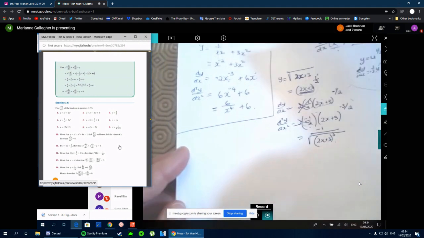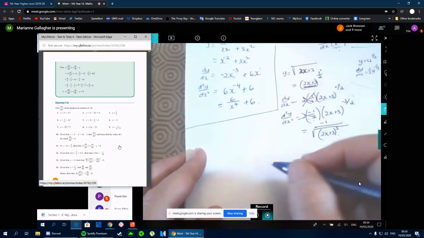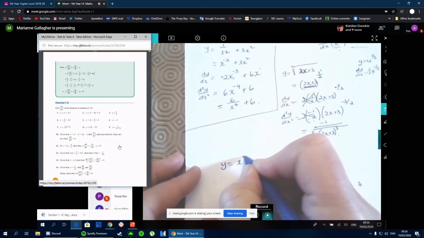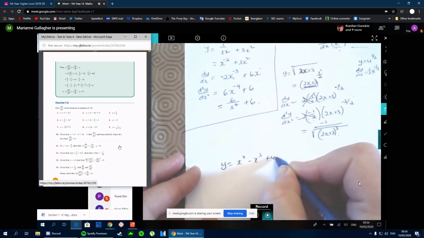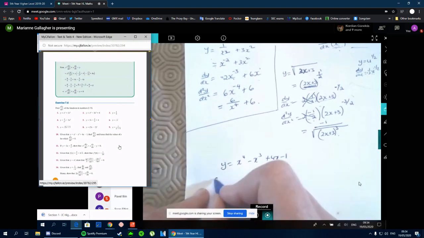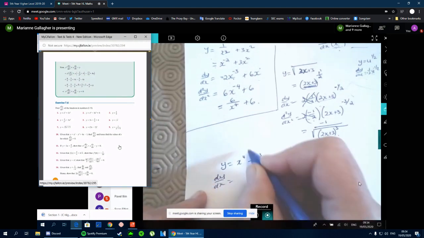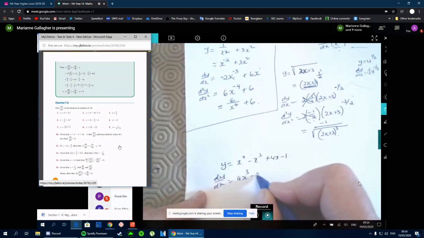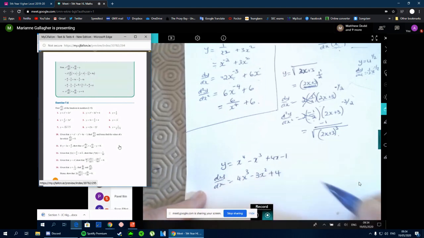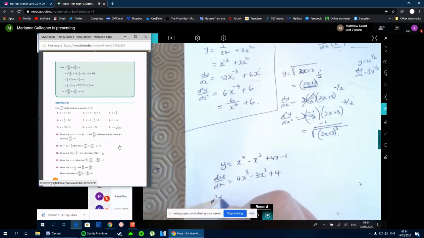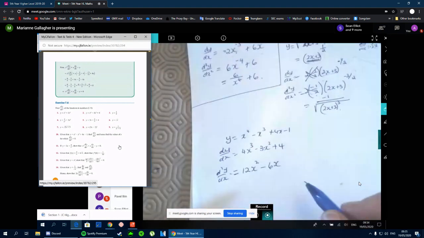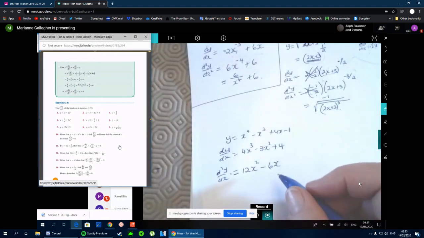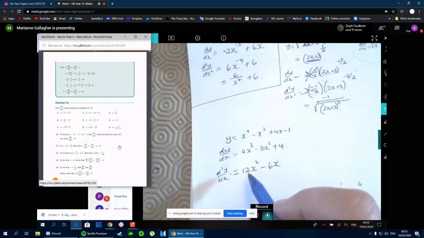Question 10 was pretty straightforward. y is equal to x to the power of 4 minus x cubed plus 4x minus 1. Find d2y/dx squared, so you get the derivative. Bring down the power, take away 1, bring down the power, take away 1. Do it all over again. Bring down the power, 3 fourths is 12, take away 1 is 2, 3 twos is 6, take away 1. Constant disappears.